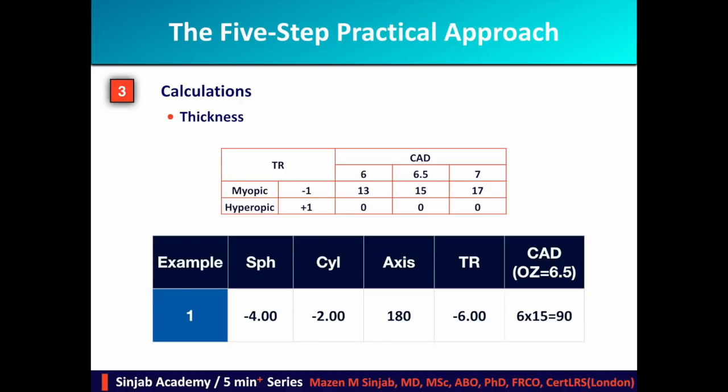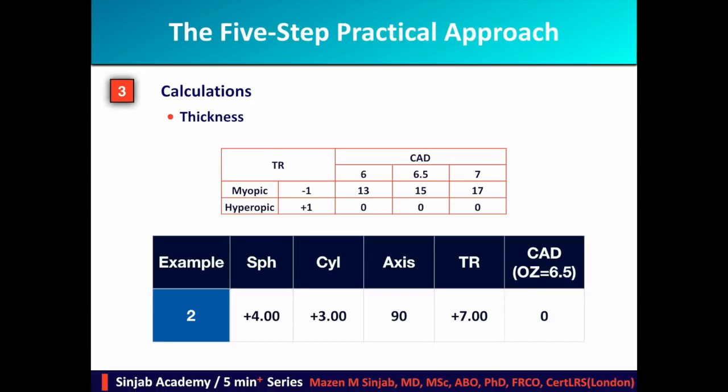This is a case of compound myopic astigmatism. So the patient has -4, -2 at 180, and the total refraction is -6 because it is the algebraic sum of the sphere and the cylinder, and the central ablation depth for an optical zone of 6.5 millimeters will be 90 microns.